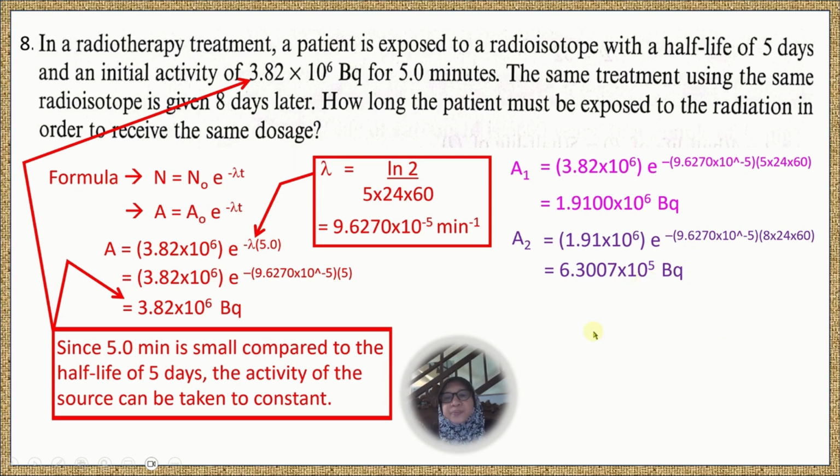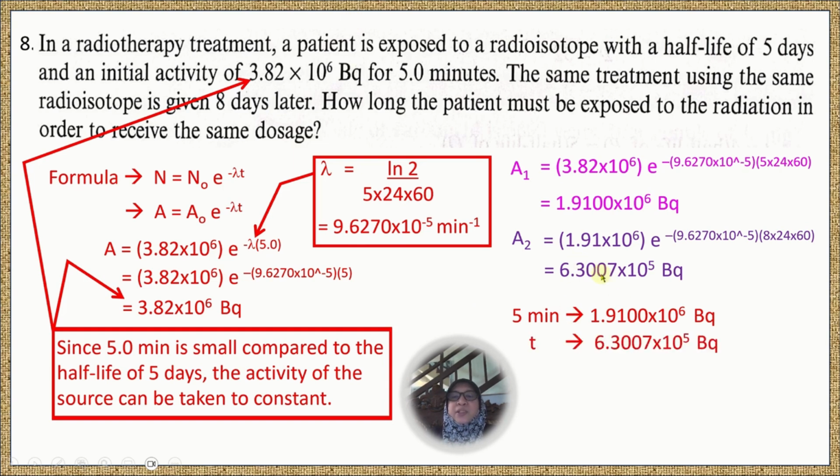So this is the activity at 8 days later. Okay, so to find the time to expose the patient, we can use the ratio. So just now 1.9100 times 10 to the power of 6 becquerel, this is exposed for 5 minutes. Okay, for the patient, 5 minutes.